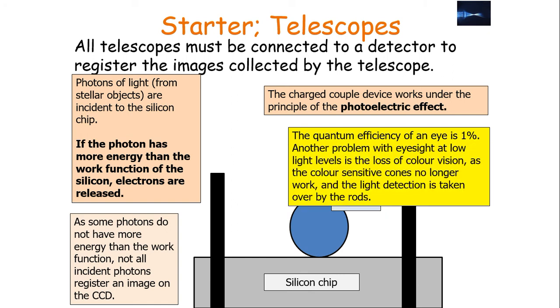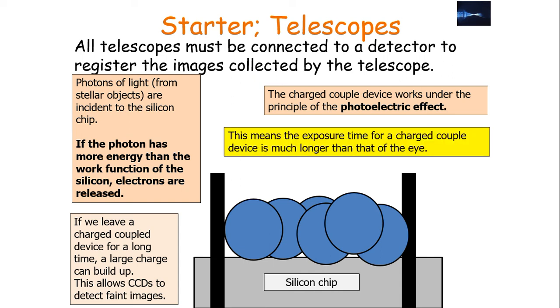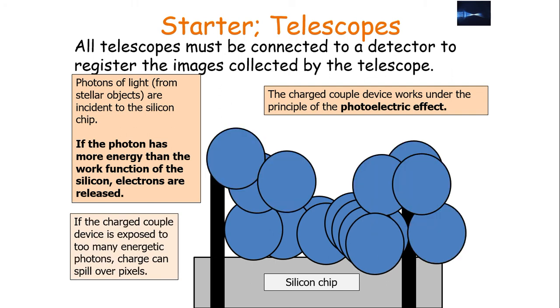Now, another problem with eyesight is that at low light levels there's a loss of colour vision as the colour sensitive cones no longer work and light detection is taken over by the rods. Now, another thing is that if we leave a charge-coupled device for a long time, a large charge can build up with lots of electrons being released. So this allows CCDs to detect faint images which eyes could not detect. So this means the exposure time for a charge-coupled device is much longer than that of the eye, so you can see much fainter images.